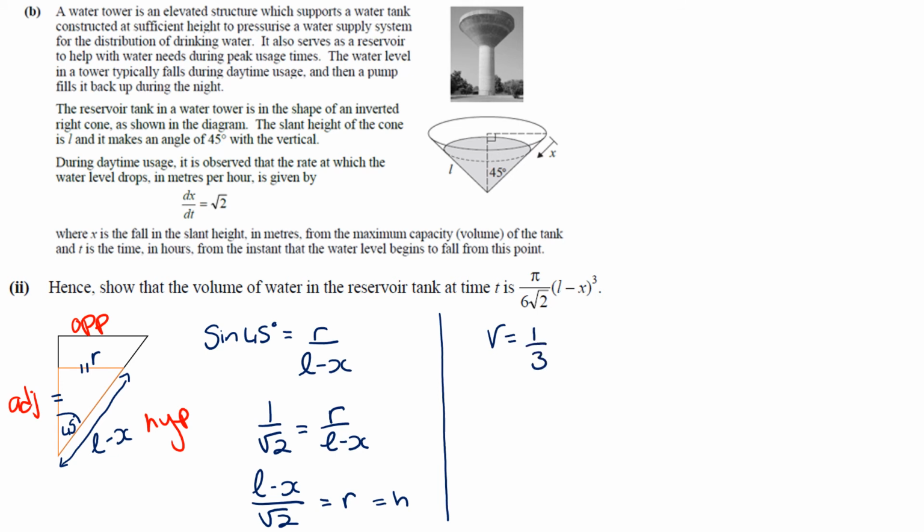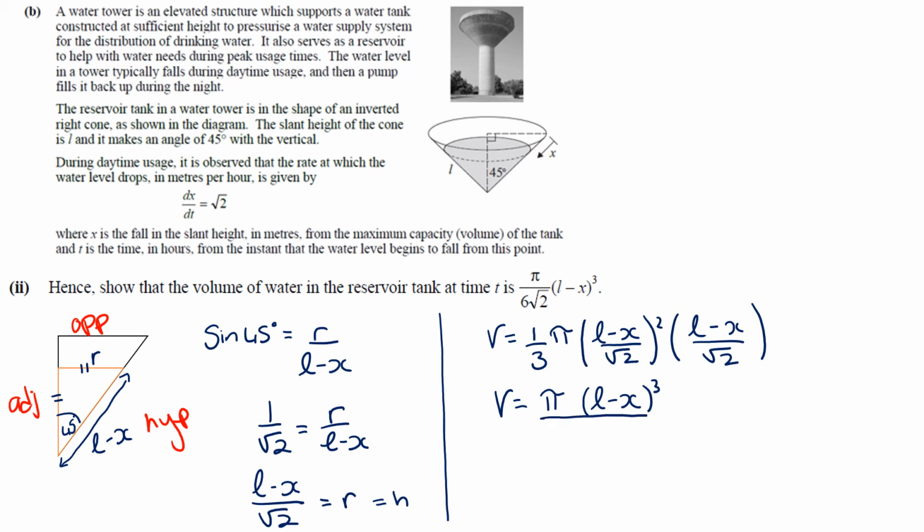Our volume is 1/3 pi r squared h, so L minus x over root 2 squared times L minus x over root 2. So I end up with V is equal to pi times L minus x, all to be cubed. No need to multiply them out. And I get a 3 root 2 squared times root 2. Root 2 squared is 2. 2 times 3 is 6. So I get pi over 6 root 2 (L minus x) cubed. So that's exactly what they've asked us for.